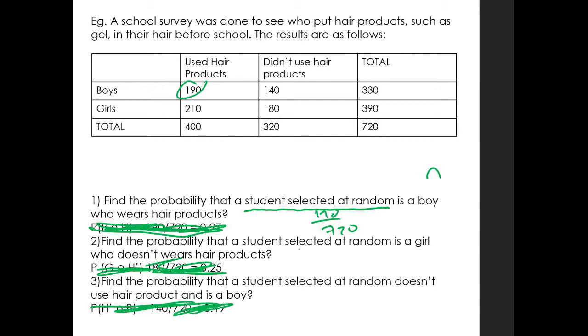Find the probability that a student is a girl who doesn't wear hair products, right? So again, I always start with the denominator 720, and a girl who doesn't wear hair products is 180.